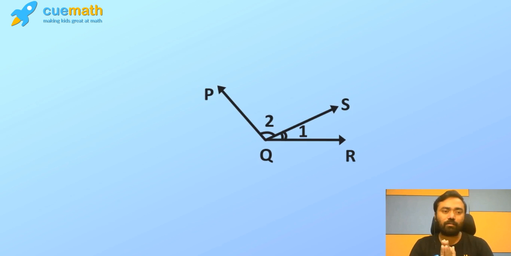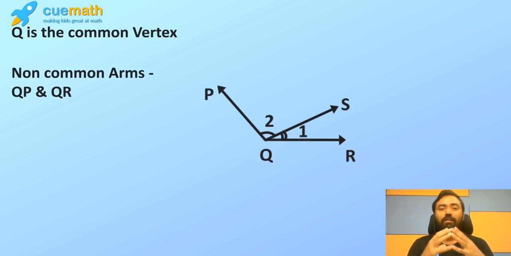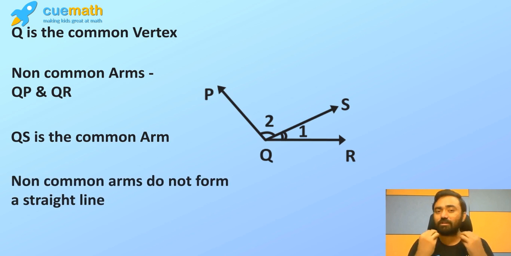Let's look at another example where we see that Q is the common vertex of angle 1 and 2. QP and QR are the non-common arms, and QS is the common arm between the two angles. Even if angle 1 and angle 2 are alternate angles in this example, we see that the non-common arms do not form a straight line. So it means that the sum of angle 1 and angle 2 will not be equal to 180 degrees. Hence, we can say that in this example, angle 1 and angle 2 will not be a linear pair of angles. So using the definition of linear pair of angles, we can easily identify them as well.